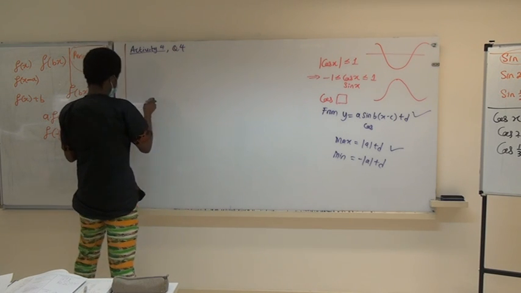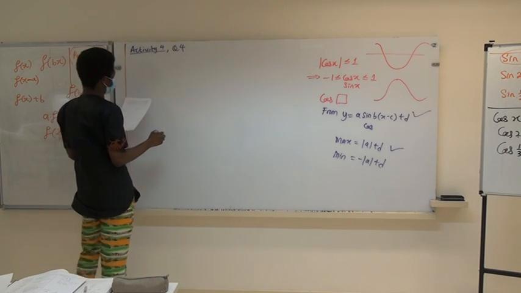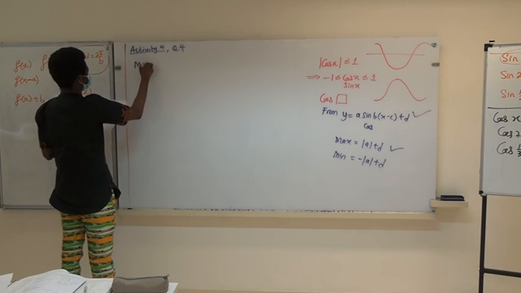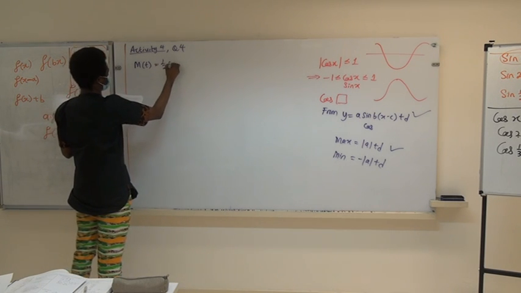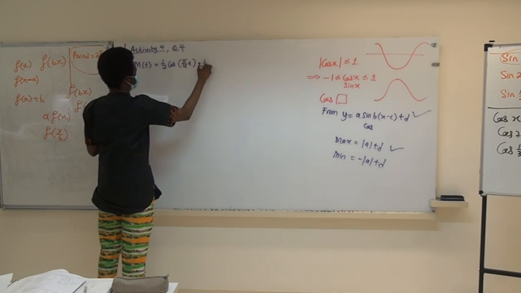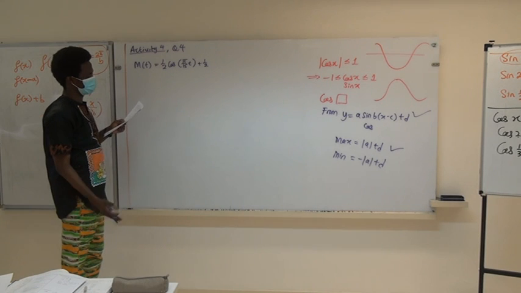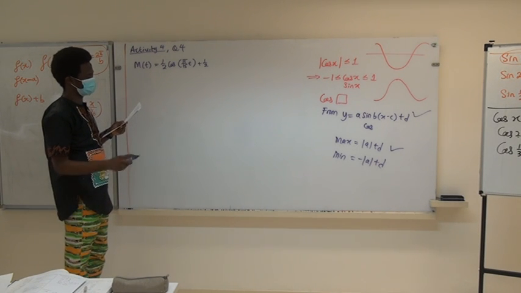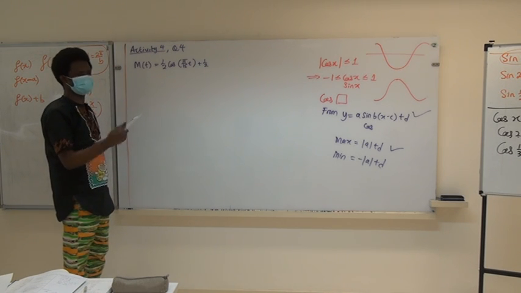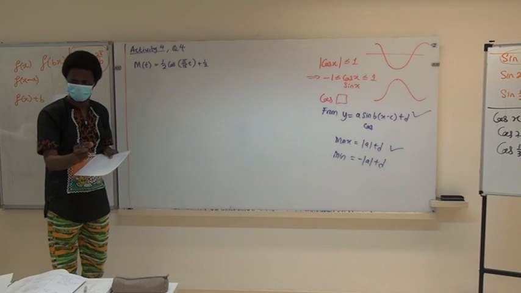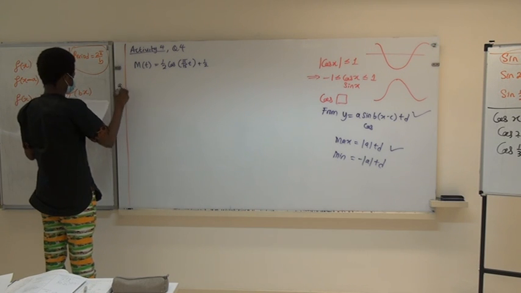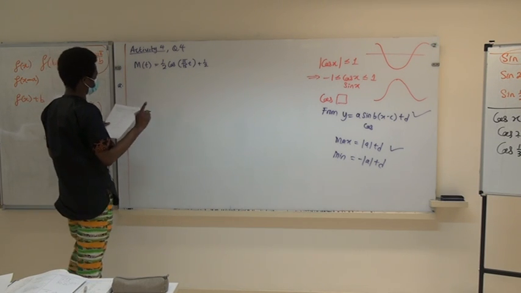Question 4. It says the proportion of the moon which illuminates each night is given by the function m(t) equals half cos(pi over 15 t) plus half, where t is the number of days after January 1st. So January 1st is the index, that's 0. January 2nd is 1, January 3rd is 2, and so on. The first question is to sketch the graph of m against t.